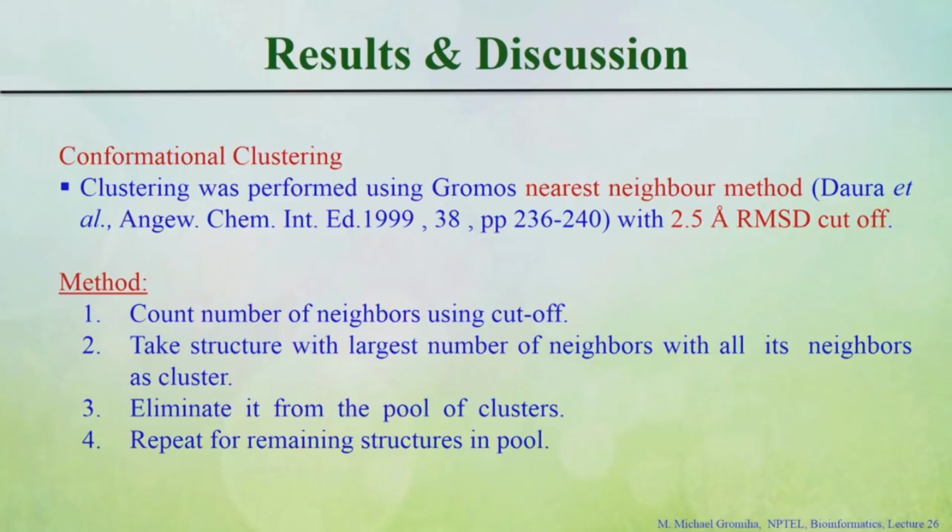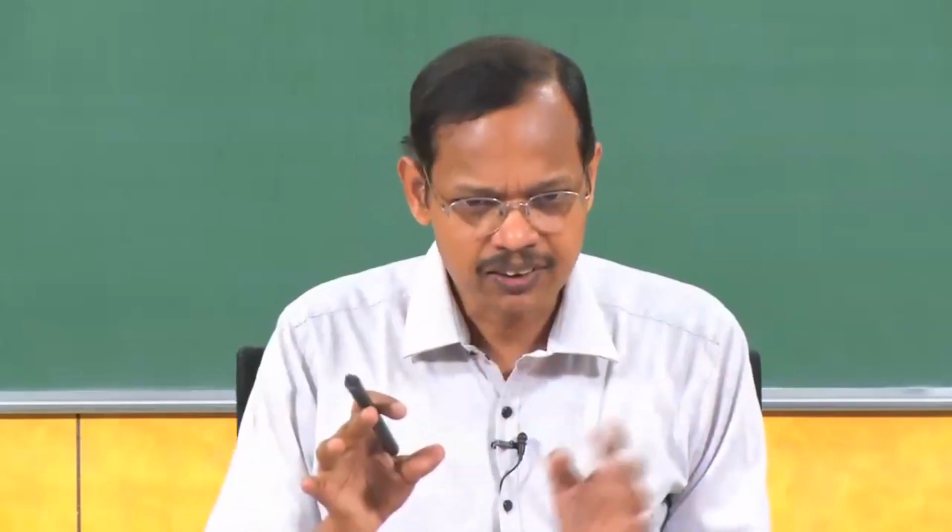Once we have the different conformations, you can cluster them using the nearest neighbor method. What do they do? First they count the number of neighbors, using a specific cutoff. Then they take the structure with the largest number of neighbors, with all its neighbors, as a cluster, similar type of cluster. This is how the clustering works. Then eliminate it from the pool and repeat for the remaining structures in the pool. Likewise you can create several clusters, and from these clusters you can identify the sample structures and use them for the docking.